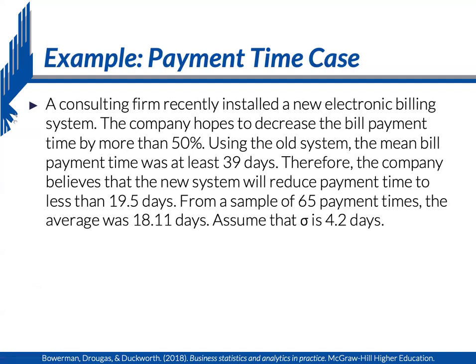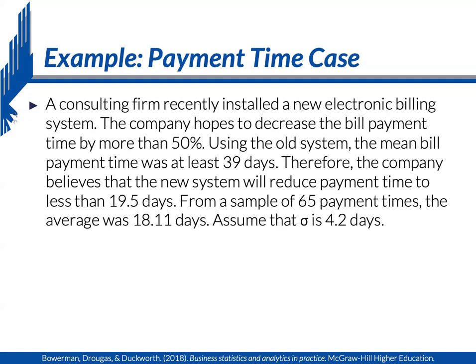In the payment time case, a consulting firm recently installed a new electronic billing system, and the company hopes to decrease the bill payment time by more than 50%. Using the old system, the average bill payment time was at least 39 days. Therefore, the company believes that the new system will reduce payment time to less than 19.5 days. From a sample of 65 payment times, the average was 18.11 days, and assume that the population's standard deviation of payment times is 4.2 days.